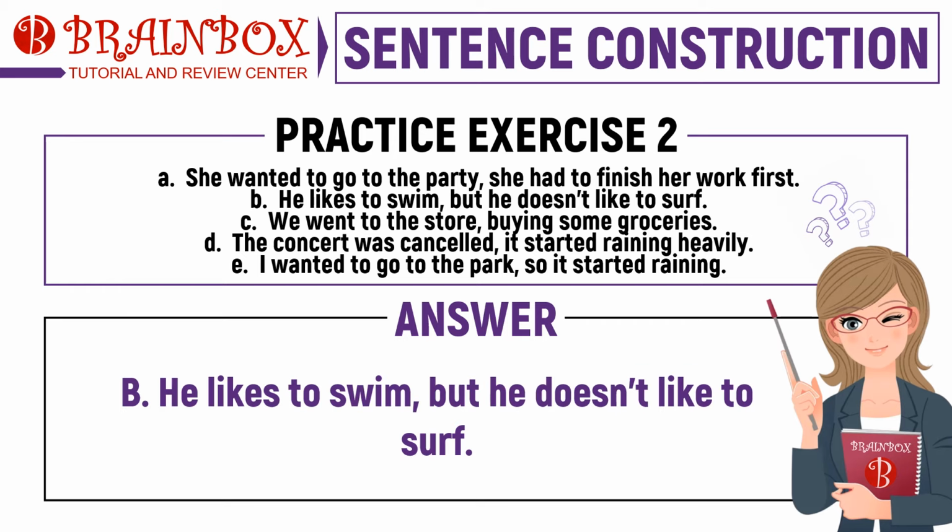Time's up. The correct answer is letter B. He likes to swim, but he doesn't like to surf. Sentence 2 uses the coordinating conjunction, but, to correctly combine two complete thoughts into a compound sentence. The conjunction, but, shows a contrast between the two ideas, the person's preference for swimming and the lack of preference for surfing. This is the appropriate way to join two independent clauses in English. The other sentences contain errors in their use of punctuation or conjunctions.